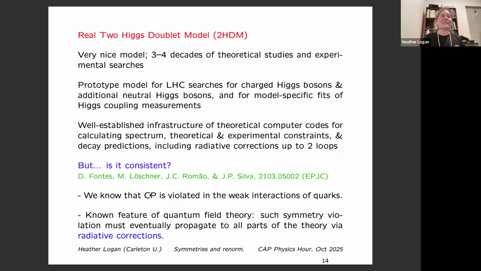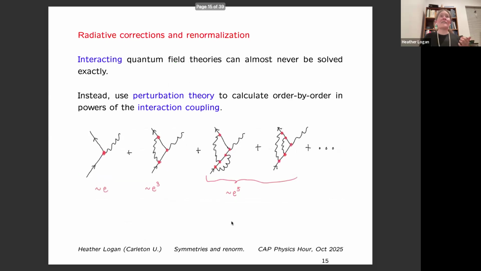And the argument is, we know that CP is violated in the weak interactions of quarks. That's well established experimentally. That's what I talked about in the introduction. And there's a known feature of quantum field theory that if you violate a symmetry like CP in the way it's violated in the standard model, that symmetry violation has to eventually propagate to any other parts of the theory via radiative corrections.